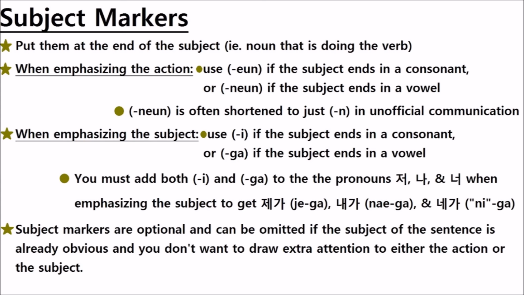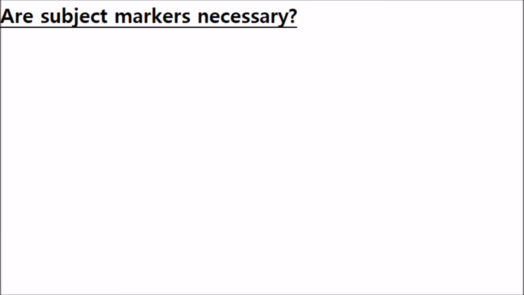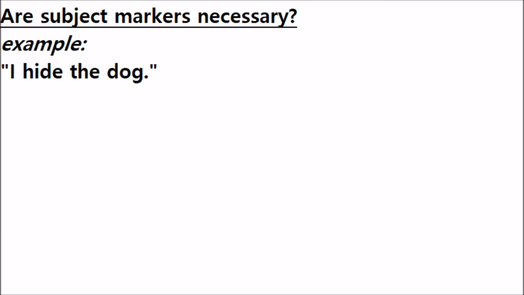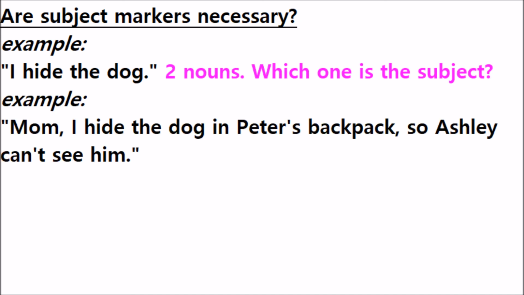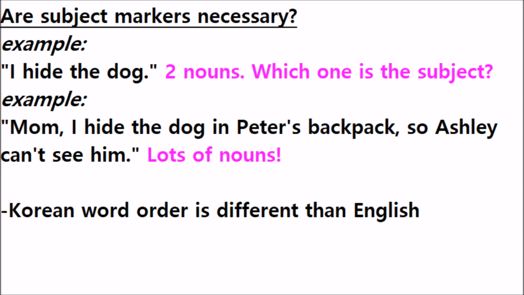It might seem unnecessary to have to mark the subject, but let's think of a more complex sentence. I hide the dog. There are two nouns in this sentence. Mom, I hide the dog in Peter's backpack so Ashley can't see him. There are lots of nouns in this sentence. And Korean puts words in a different order than English, so in English it might be obvious which noun is the subject, but when this sentence is translated into Korean, the word order is changed, and it might not be so clear. Also, Korean uses implied subjects.